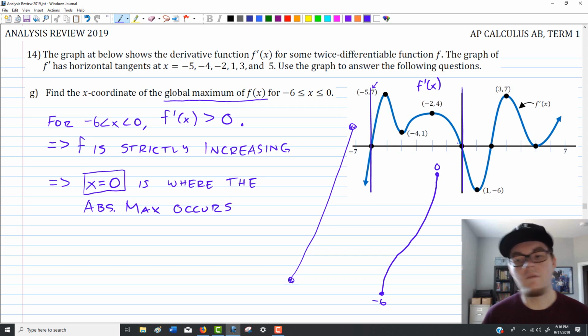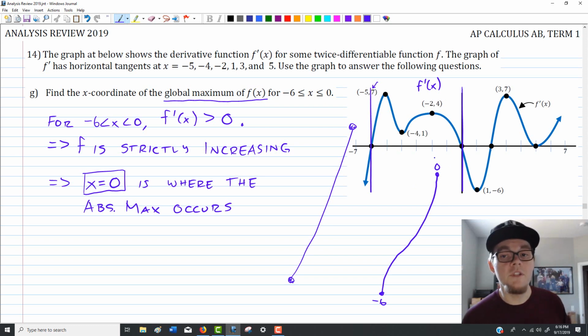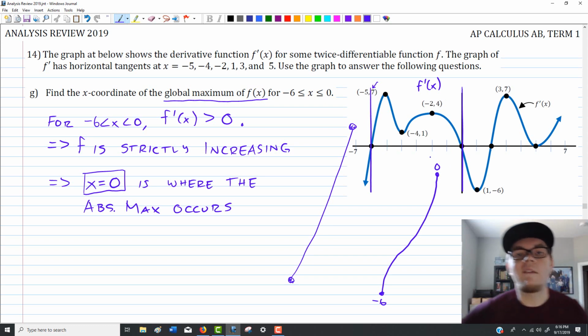Could also say that the absolute maximum value, if we didn't ask that, is f of 0, but we don't know what f of 0 is. They didn't give us any context for this problem, so we won't. Although later on in the course we'll be able to figure out what it is.